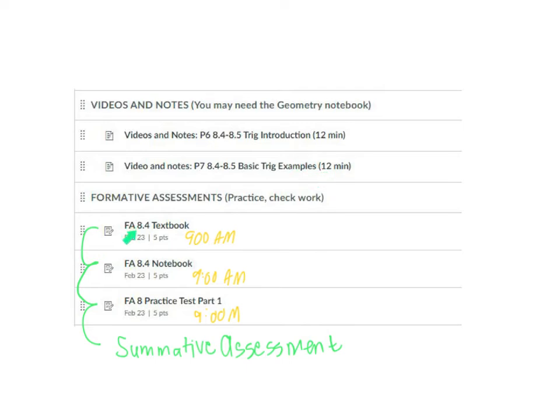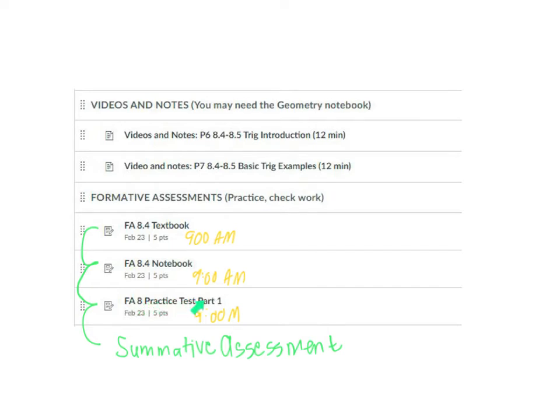You have two assignments that are from section 8.4, which is your basic trig, your sine, cosine, and tangent. One of them comes from your textbook, and then one of them comes from your notebook. Those also have answer keys and video answer keys, so you can always check your answer key, and then if you need to watch the video answer key, do that, and then always keep in mind that we do have those Zoom sessions also. Those are both due, we have a week to do those, for February 23rd at 9 a.m. In addition to that, we have part of our practice test.